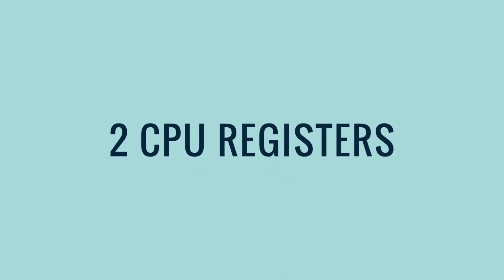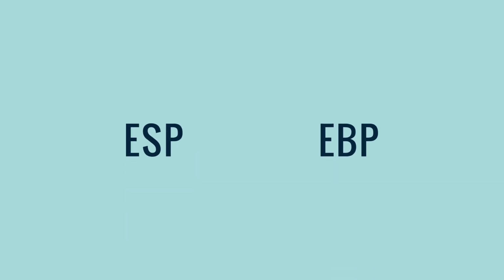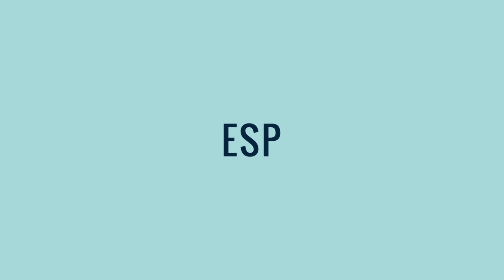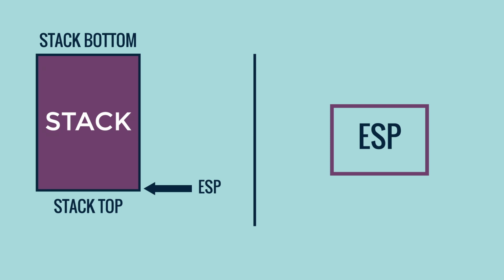There are two CPU registers which are used to manipulate the memory stack of a thread, ESP and EBP. Both of these registers are 4 bytes in size, just like the general purpose registers, except the purpose of these two registers is to manipulate the memory stack of a thread. The ESP register is called the stack pointer. The ESP register will always point to top of the stack by holding its memory address.